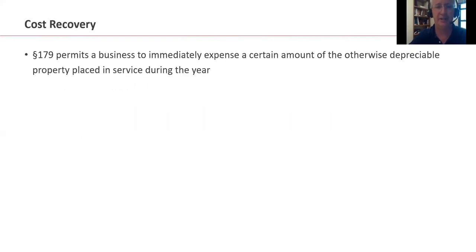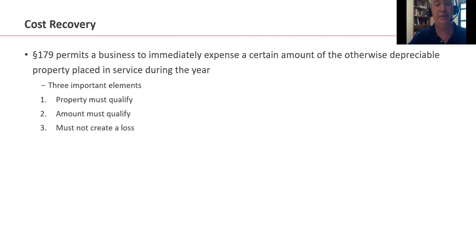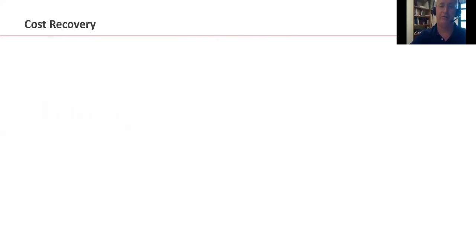So we're going to start with Section 179. Section 179 permits a business to immediately expense a certain amount of otherwise capitalized property placed in service during the year. Well, that sounds like a sweet deal. Remember Daniel and Toshland? We'd always rather immediately expense it. So I wish 179 applied to all property everywhere in the whole world, but it doesn't. There are some restrictions. The first is the property has to qualify. The second is the amount needs to qualify. And the last is it cannot create a tax loss. We're going to deal with examples that go through all three of these.